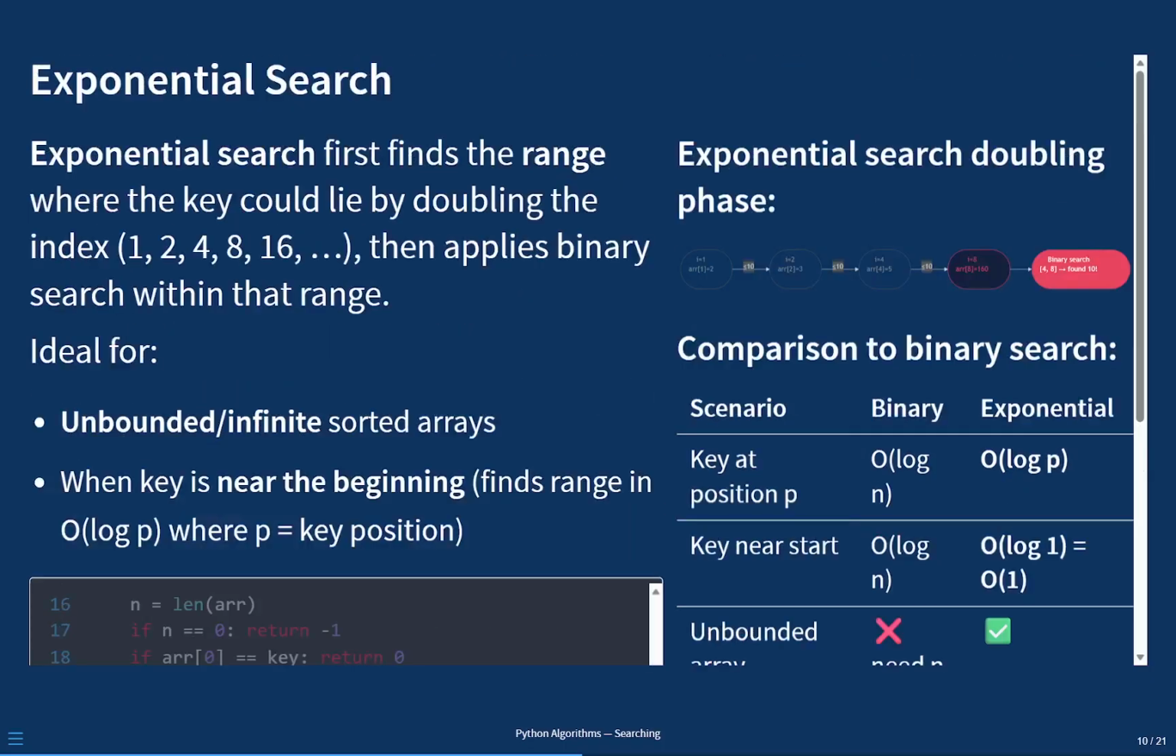Standard binary search on a million-element array would always take 20 steps regardless of where the key is. The trace diagram shows key equals 10 in an array, doubling through indices 1, 2, 4, 8. Value at index 8 is 160, which exceeds 10. Binary search in the range from 4 to 8. Found value 10 at index 5.